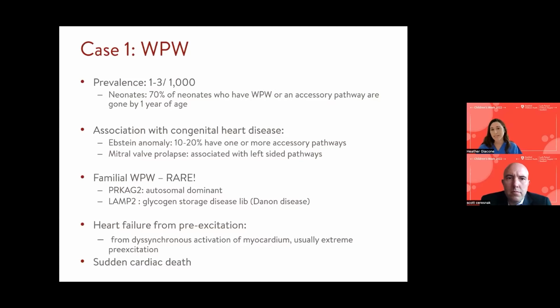There is a very, very small population of families who have familial WPW, where it's actually inherited. You can see that the LAMP2 gene or the PRKAG2 gene are 2 commonly associated ones that fall into that category. I do have to stress this is very, very rare. The large portion of these cases of WPW are actually sporadic in nature, mainly because of how that fibrous ring forms. I do want to also mention that you can actually have heart failure from pre-excitation. This is extraordinarily rare to see as well.